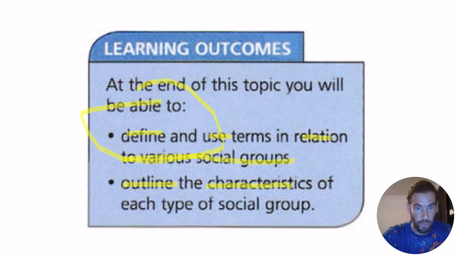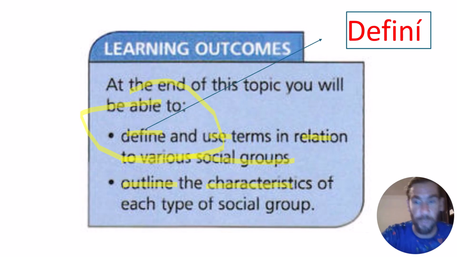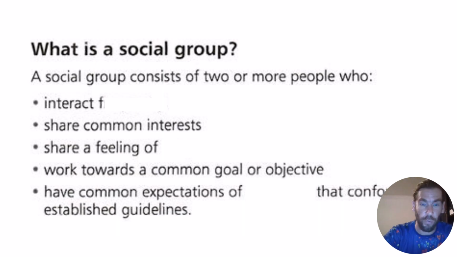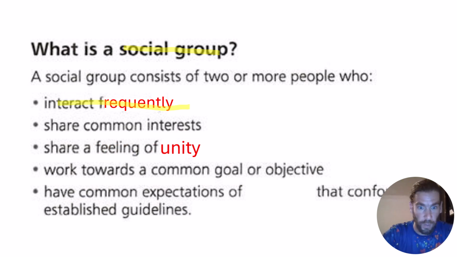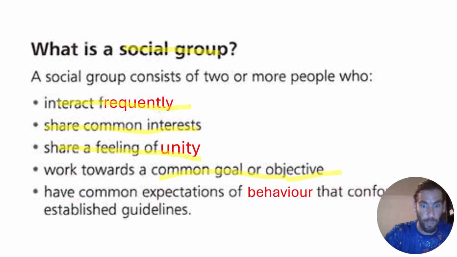And when we're talking about define, I have to define them. What are they? How can I recognize them? These kinds of things. What is a social group? A social group consists of two or more people who interact frequently, share common interests, share a feeling of unity, work towards a common goal or objective, and have common expectations of behavior.